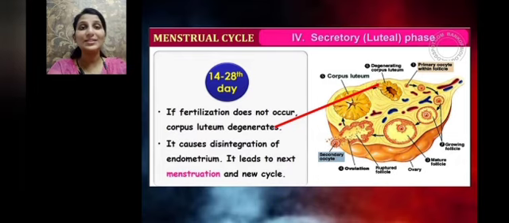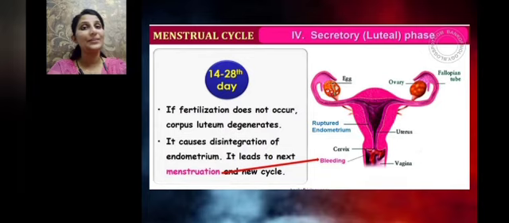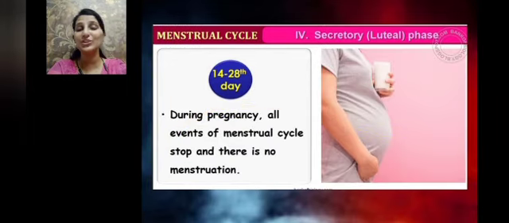So the cyclic event starting from one menstruation to the next menstruation is called the menstrual cycle. It began with the menstrual phase, then the follicular phase, followed by the ovulatory phase, and then the secretory or the luteal phase, which is the last phase. Okay, so if fertilization does not occur, the corpus luteum degenerates and the endometrium also degenerates, resulting in menstruation and beginning of the new cycle.